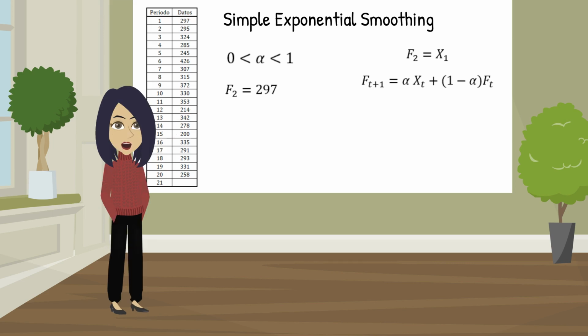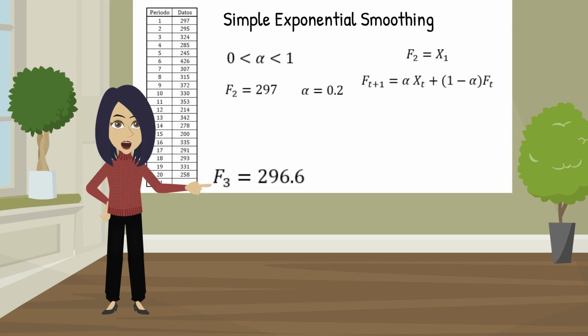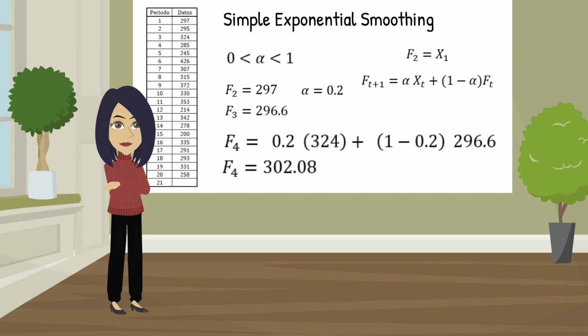To calculate the value of the forecast in the third period, suppose that alpha has the value of 0.2. Therefore the value of the forecast in period 3 will be 0.2 multiplied by 295 plus 1 minus 0.2 multiplied by 297. The value of this forecast will be used to obtain the forecast of period 4. Could you please calculate the forecast for period 4? The forecast value in period 4 would be 0.2 multiplied by 324 plus 1 minus 0.2 multiplied by 296.6. This value will serve us to obtain the value of the forecast for period 5.